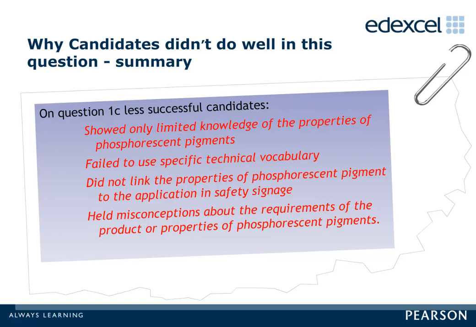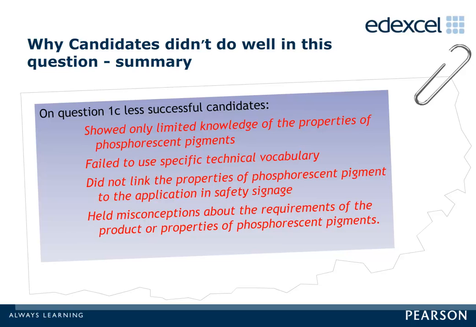The less successful candidates tended to respond with more generic answers, which possibly only considered that phosphorescent pigments would allow the sign to glow in the dark. The answers often showed only limited knowledge of the properties of phosphorescent pigments, rarely noting that the pigments absorb light during the daytime, which is then released when it is dark. Generic terminology would also feature in these types of response, with terms such as light rather than energy being used.